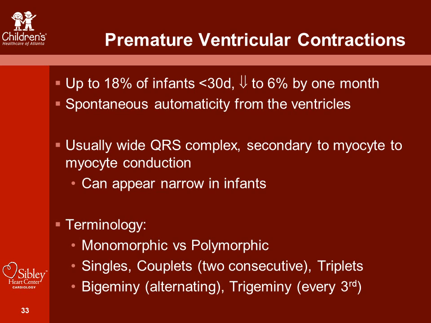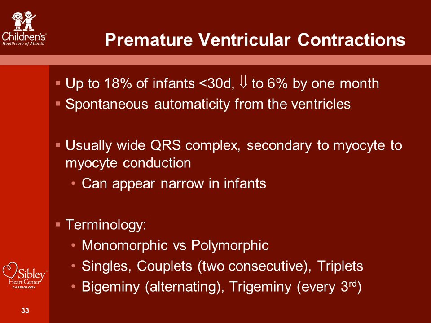Premature ventricular contractions are quite common, seen in almost up to 20% of infants less than a month of age. However, by a month of age, usually it decreases substantially to less than 10%. And again, this is spontaneous automaticity from the ventricles themselves. It's oftentimes a wide QRS complex, because the electrical activation of the ventricular myocardium occurs myocyte to myocyte, rather than conducting down the normal Purkinje system. So it is a slower depolarization, hence the wider QRS complex.